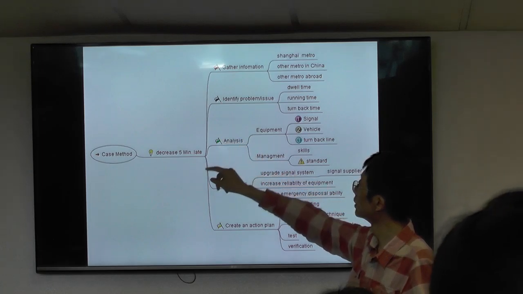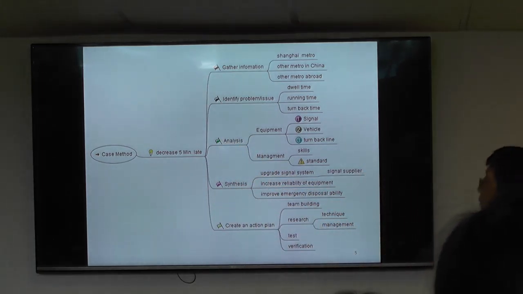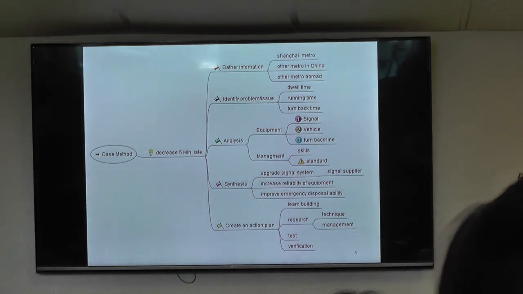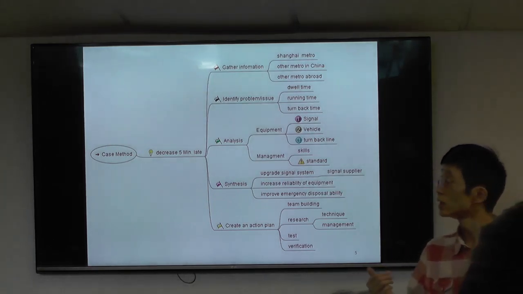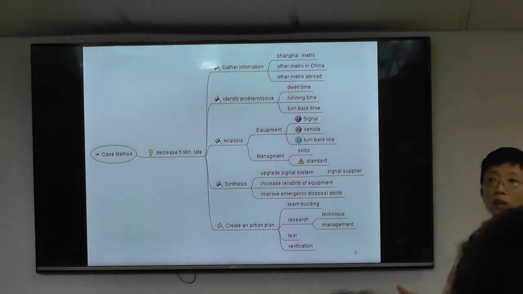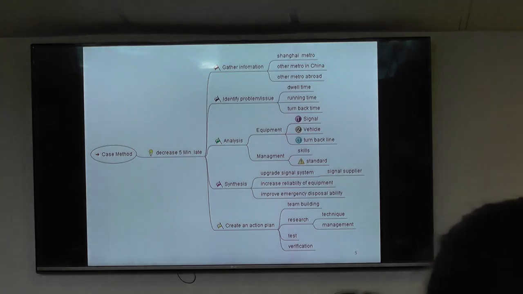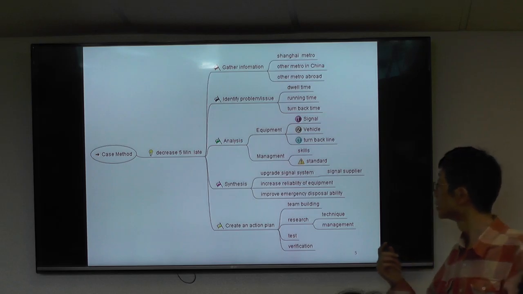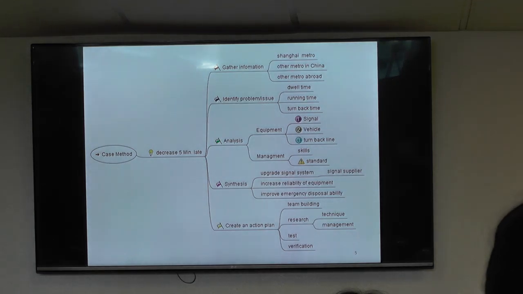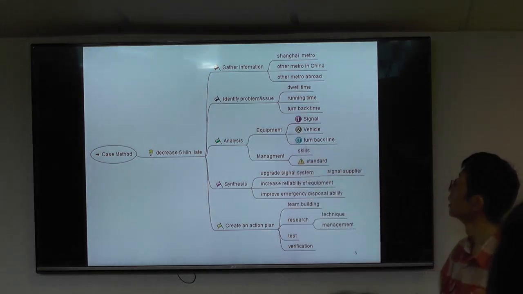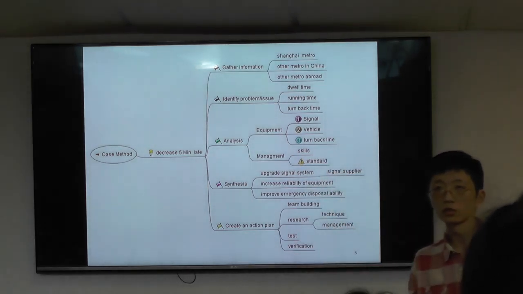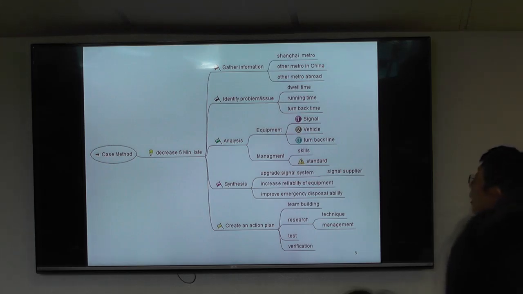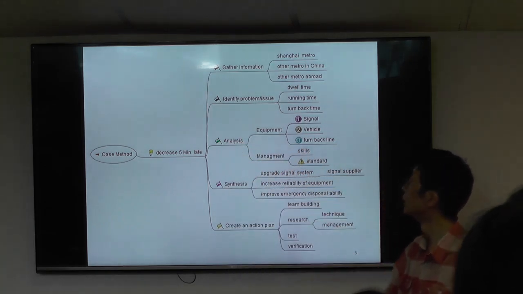And then the third step, we do some analysis. The first is equipment, and the second is the management. About the equipment, we think the signal system, the vehicle system, and the design of the turnback line is the key. About the management, we find that the skills of the employees, such as drivers and dispatchers, their skills are key, and also the standard. The standard means the operation standard, how to drive the vehicle. That is the third step, the analysis.